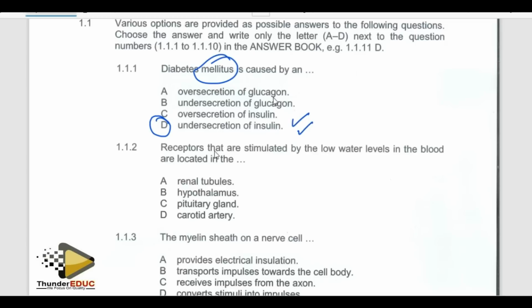Then let's go to the second question, saying that receptors that are stimulated by the low water level in the blood are located in the, where do we find these receptors which are stimulated as a result of a low level of water in the blood or in the body? So which receptors are those? Because we are talking about water, it means that it is osmo. So those receptors are called osmoreceptors. Sometimes we say they are found in the thirst centers in the hypothalamus. So in this case, the answer is going to be B, hypothalamus. Don't forget that it is the hypothalamus which produces ADH. So these receptors are found in the hypothalamus.